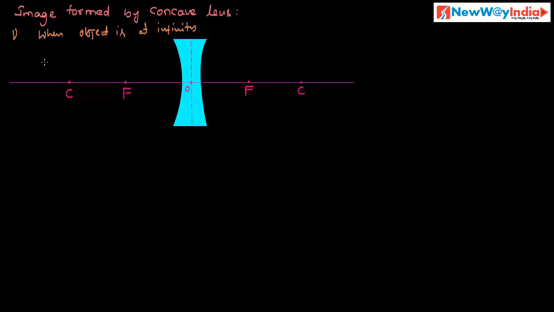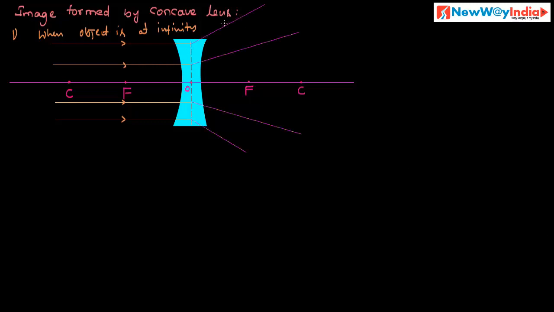Object is placed at infinity, so where is the image formed? See, these are the rays of the concave lens. This is the beam of light rays incident on the concave lens. Next, what will happen? These rays diverge from the concave lens like this. And if you produce these lines backward, they meet at the principal focus, like this.